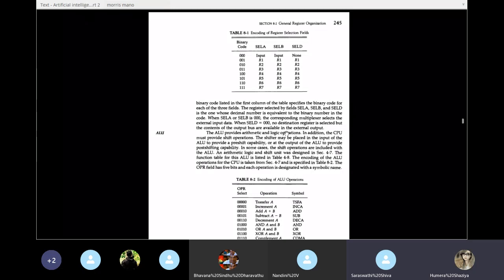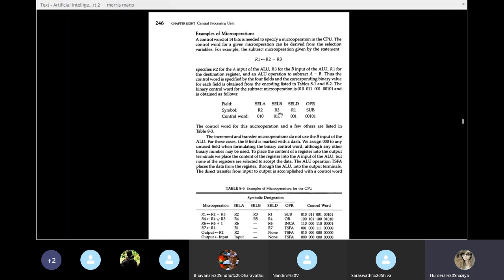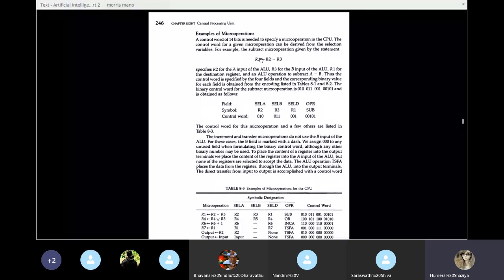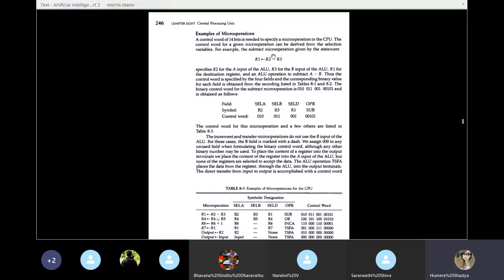Very good. So I hope that now everybody is clear. Look at here. It is like this. Now for subtraction, cell A is R2, so 010. Cell B is R3, so 011. Cell D is R1, so 001. And here OPR is minus, not plus. This is a different example, another example. So subtraction is 00101. So I hope that it is clear to all of you.